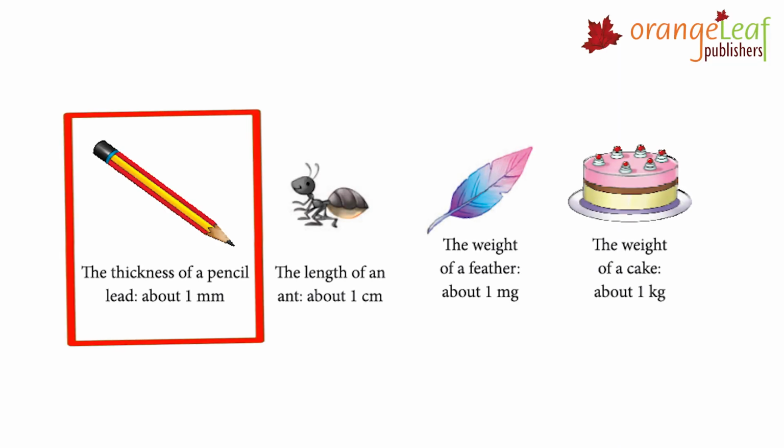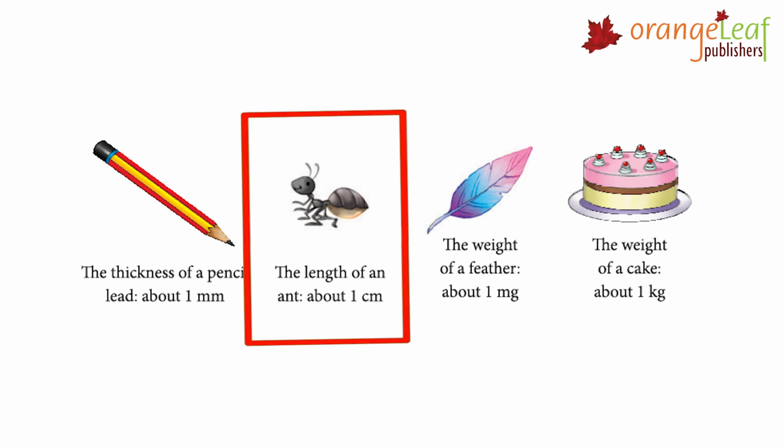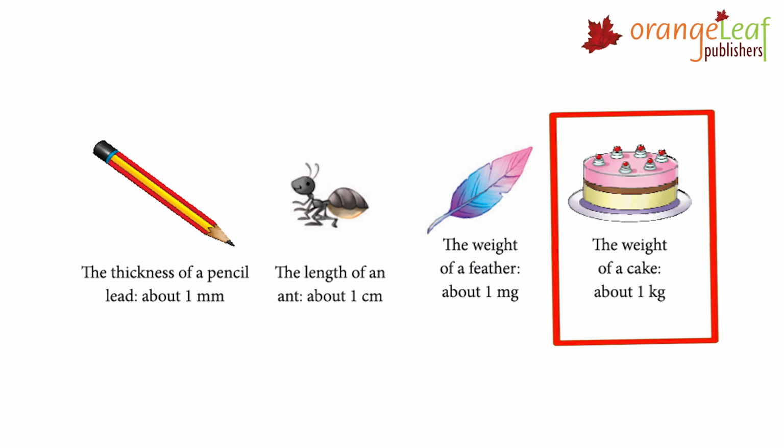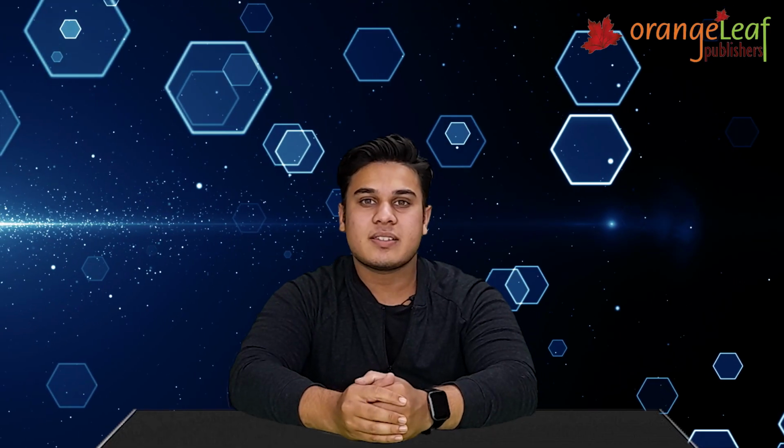Have a look at these pictures. So the thickness of a pencil lead is about 1 millimeter. The length of an ant is about 1 centimeter. The weight of a feather is about 1 milligram. And the weight of a cake is about 1 kilogram. Now I hope you understood that. Let's test it with an exercise.